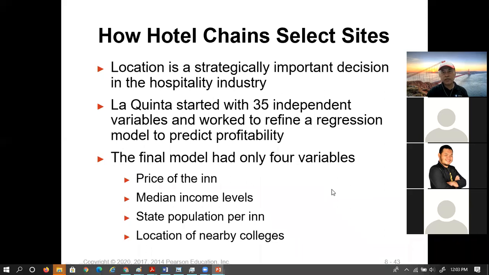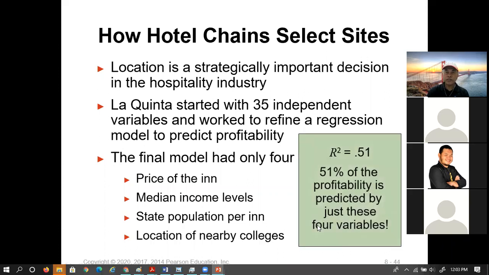That is the price of the hotel, dollars per night, for example, median income levels, state population, the population nearby the hotel, and the location nearby the colleges. So these 4 variables dominate the location decision.